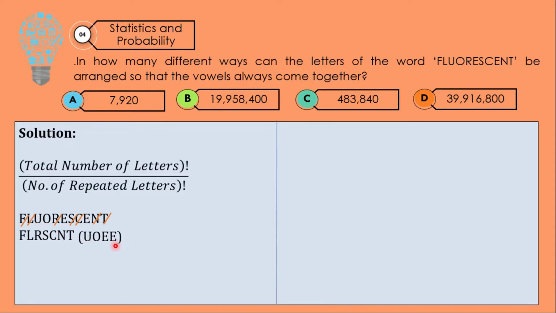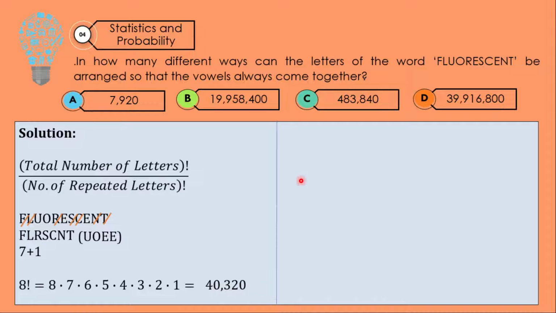Therefore, from 7 we'll add 1, we have now 8 letters. Since we don't have any repeated consonant letters, we could directly solve 8 factorial. We'll have 40,320. Now let's focus on the vowels.